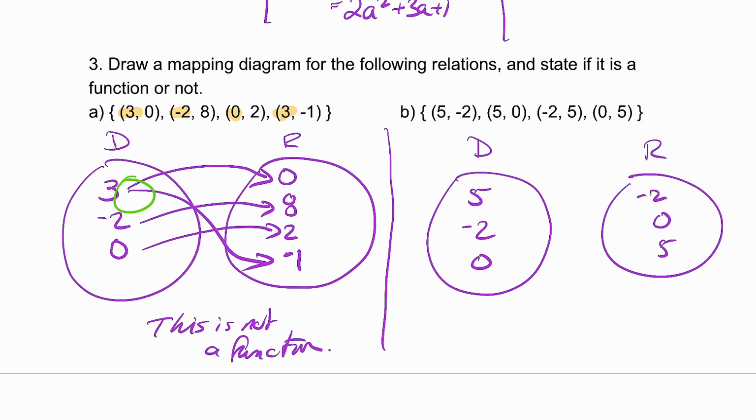So let's do the arrow. So 5 maps to negative 2, and this is where I can see that it's not a function because 5 also maps to 0, negative 2 maps to 5, and 0 maps to 5 as well. So it's okay to map more than one x value to a single y value. That's not where we're looking to determine if it's a function or not. We need to look at the x or the domain side, and here 5 has 2 arrows coming out of it, so in this case we know that it's not a function.